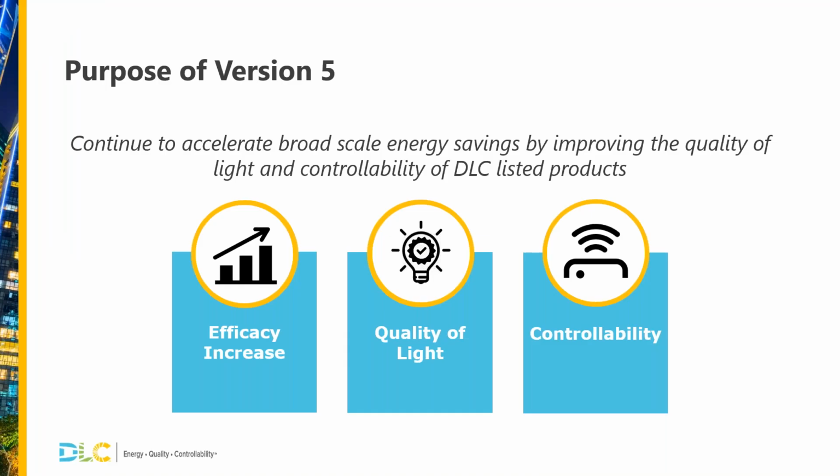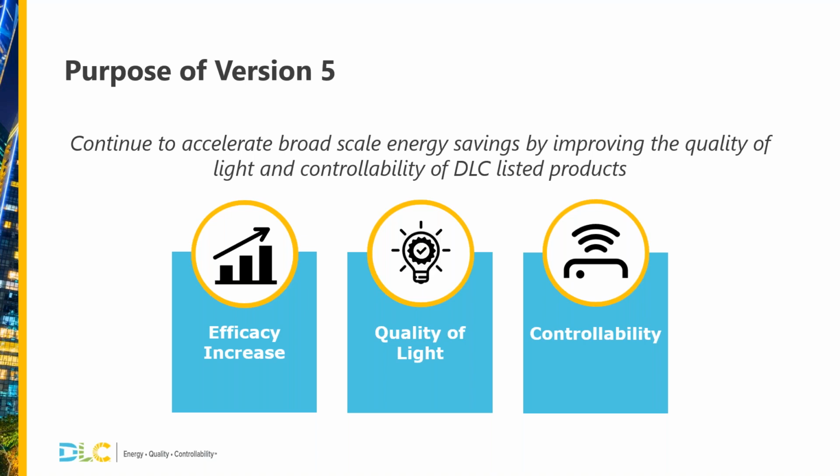So the purpose of this new version of the solid-state lighting requirements is to continue to accelerate broad-scale energy savings while improving the quality of light and controllability of DLC-listed products. To fulfill this purpose, we have chosen to focus in three key areas: efficacy, quality of light, and controllability. While our last major revisions have emphasized efficacy improvements, this one is a little bit different. So along with a measured approach to increasing efficacy, we are emphasizing quality of light and controllability of the DLC listed products.